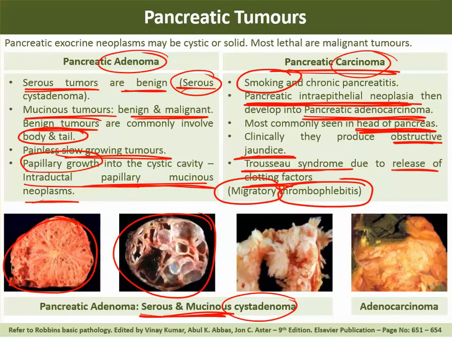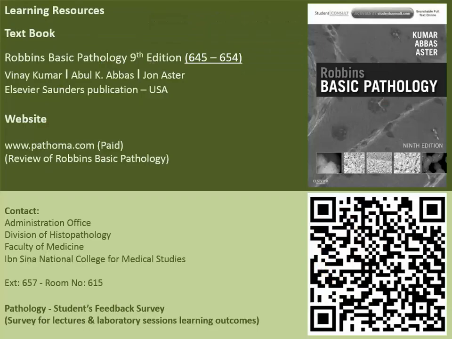Most of the time the patient dies of a thrombotic disorder, because they create a lot of abnormal clotting factors. The blood will go for thrombosis. So this is the dangerous part of pancreatic adenocarcinoma. So these are the differences between pancreatic adenoma and pancreatic adenocarcinoma. Again, you can refer to pages 645 and 654, and you can get more details of the diseases.